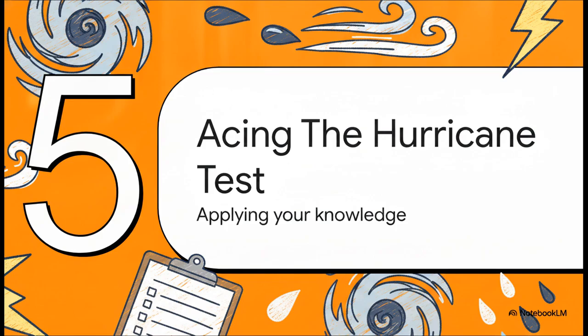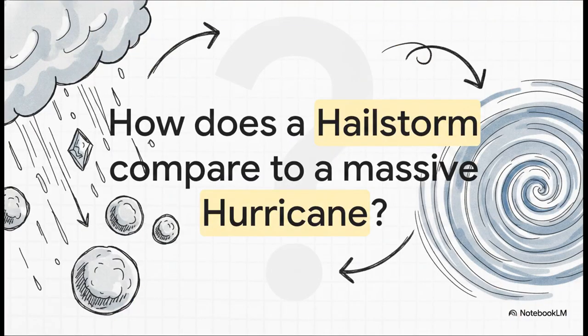Finally, Section 5, Acing the Hurricane Assessment. So let's take your completed Gotta Have It checklist and apply it directly to your summative assessment. Your task is to step outside that local hailstorm and apply these exact same models of energy and matter transfer to a much larger scale weather event, a hurricane.